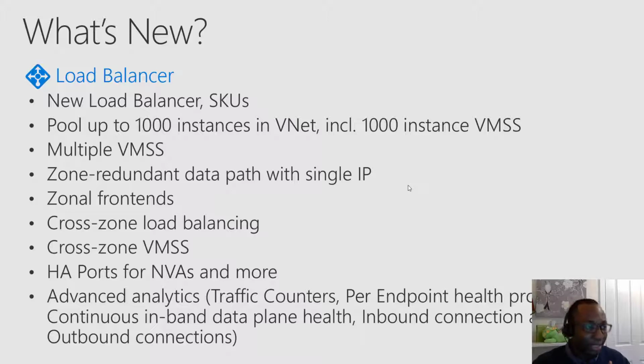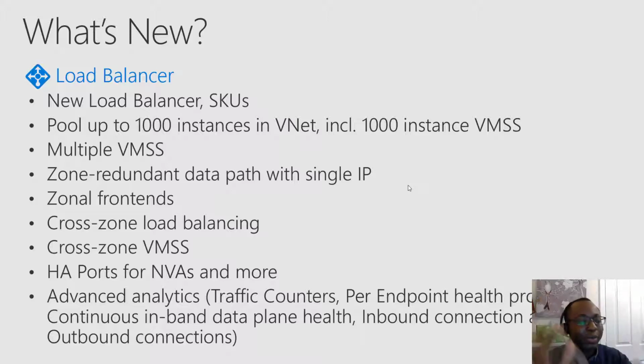So this new load balancer is a new SKU load balancer in Azure. One of the benefits is that it can pool up to 1,000 instances. That's huge. That's ten times the old basic one. With the old basic one, you can go up to 100 instances, and you're limited to an availability set. This one you can spread across availability zones, and you can go up to 1,000 instances. You can use multiple virtual machine scale sets. We'll talk about this in detail. You can do zone redundant data paths with a single IP.